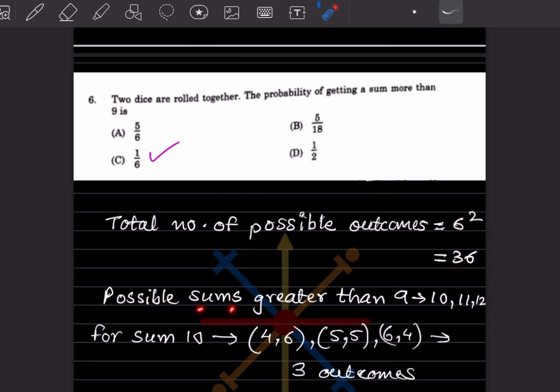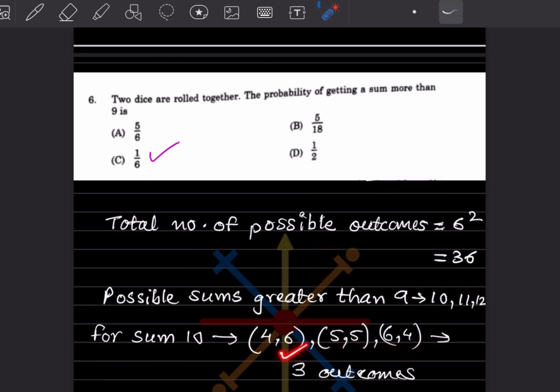And possible sums greater than 9. Because here it is 6 and here 6, the maximum sum is going to be 12. So what sums are more than 9? More than 9 means it can be 10, 11 and 12. For sum 10, in one die we can take 4 and in the other one 6. Then we can take 5 and 5, and 6 and 4. So these are the only possibilities.